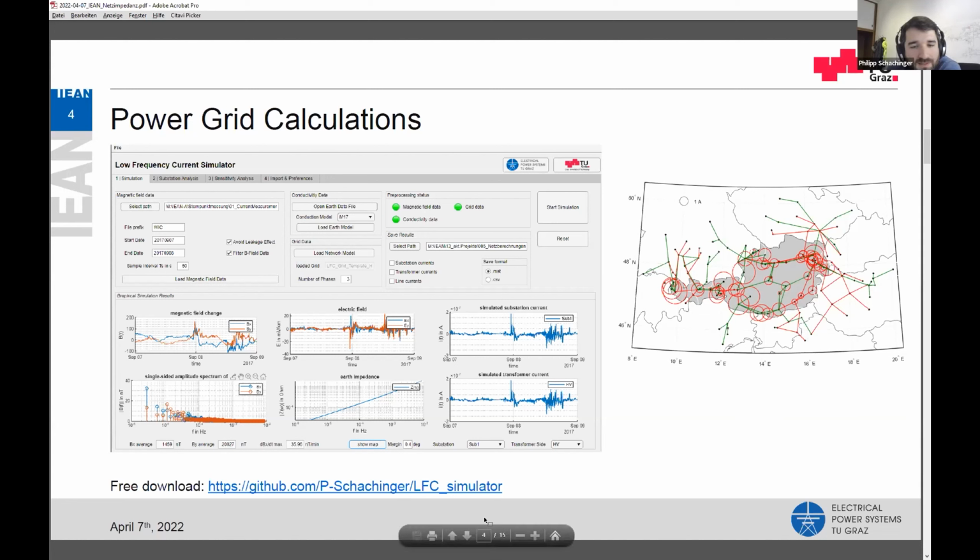I think that's the basics of those DC currents which influence the power grid. And I'm handing over to Dennis, who will talk a little bit more about transformers.